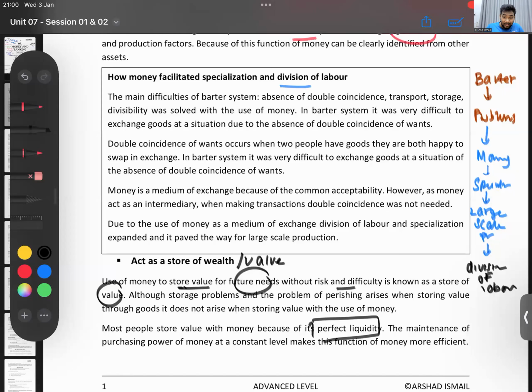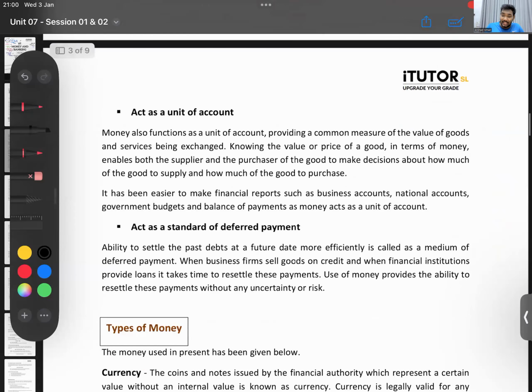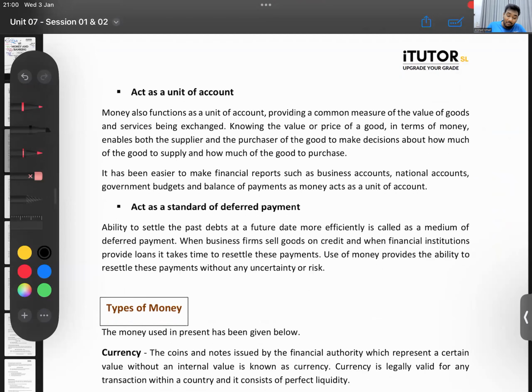Now, then, another function is money functions as a unit of account. What is this? With money, you can measure the value of something. Just think, how? Okay, let's take the iPhone. How do you give a number to it? Money, right? You say this iPhone is worth 300,000. My laptop is worth 200,000. So how do you give a value to that?